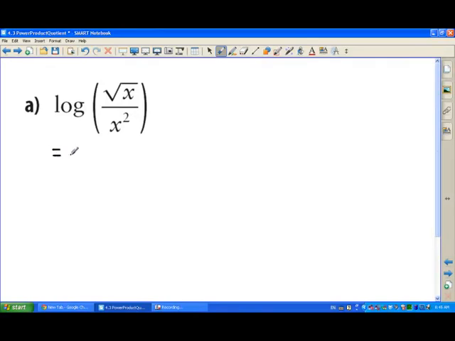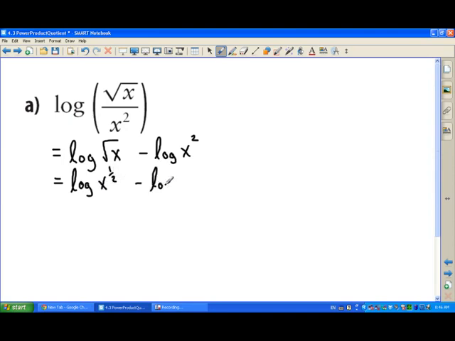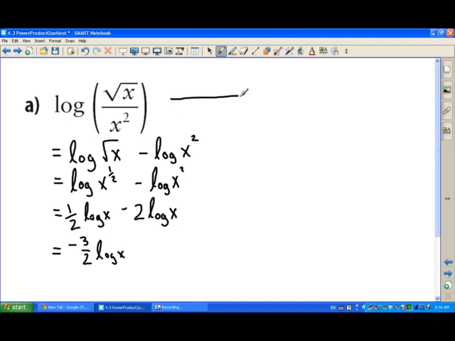One way would be to use the quotient law of logarithms to break this up into the logarithm of the square root of x minus the logarithm of x squared. So this becomes the logarithm of x to the power of 1/2 minus the logarithm of x squared. We can bring down the powers. And then the log of x and the log of x are like terms. We can add them together. So 1/2 take away 2 would be -3 halves times the logarithm of x.